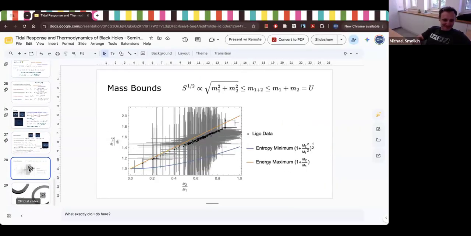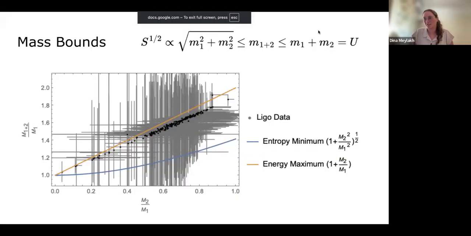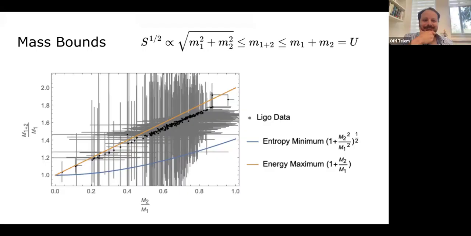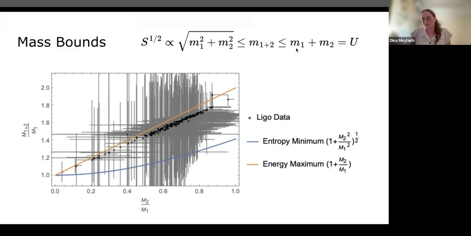So I just took this LIGO data from the web. I actually wasn't planning on showing this, so I don't even remember which exact Excel I used. But the gray area is just the error bars on the masses. So here I divided everything by M1, and I plotted the lower bounds of the entropy and the upper bound of the energy of the remnant black hole. So you can see that we can't really say anything.